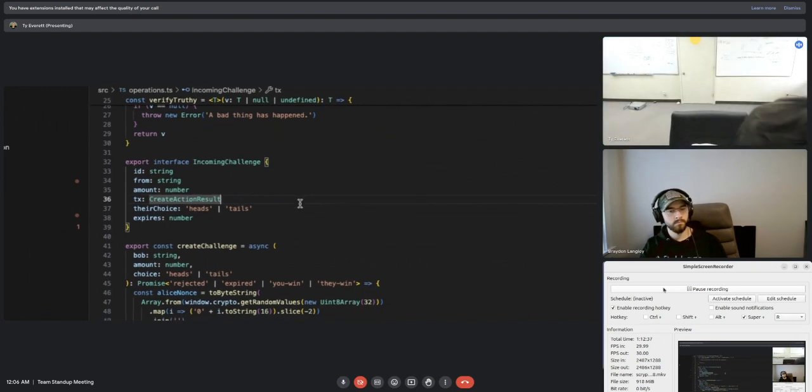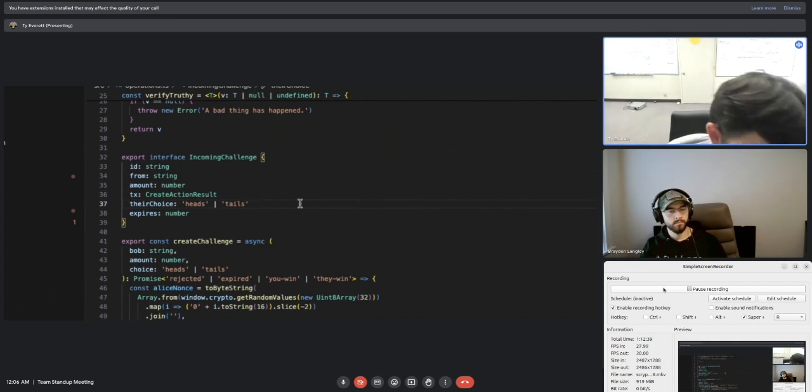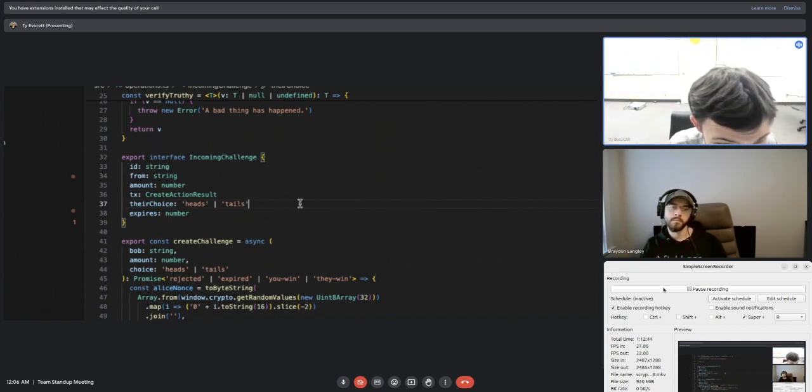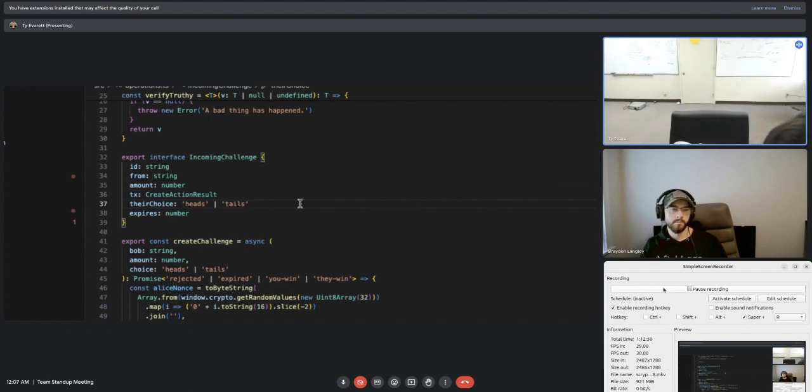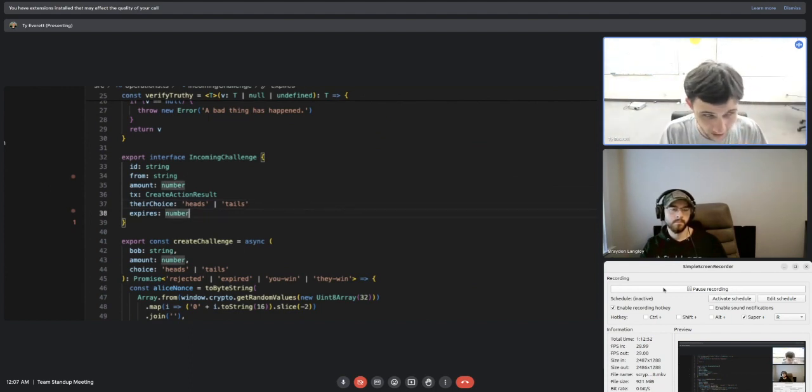It's got the choice, meaning who did the challenger choose? Did they choose heads or tails? That's cosmetic. It's not actually used by the challenge contract. It's used by just the UI to show a heads or a tails on the coin. And I've got an expiry, which is when this challenge expires.